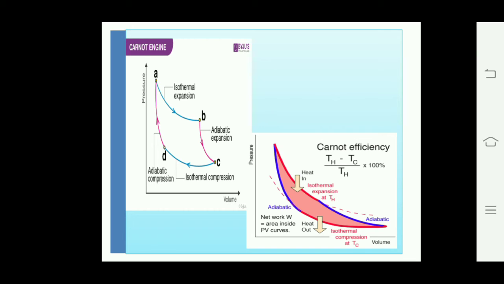So this is the Carnot efficiency. In the second diagram, the red area that covers here is the net work area. This is the work output done by the system. From heat to work, that is the net work. So that's it.